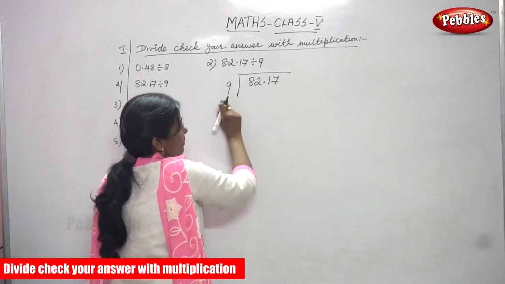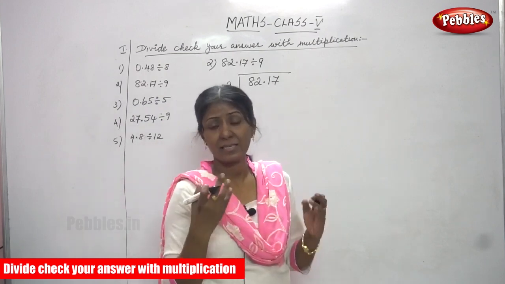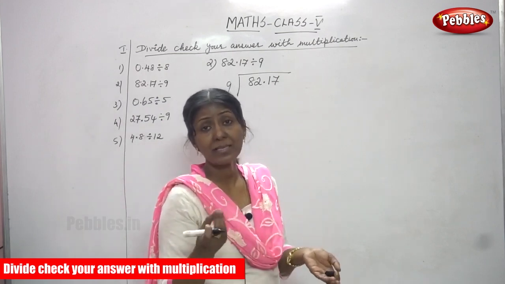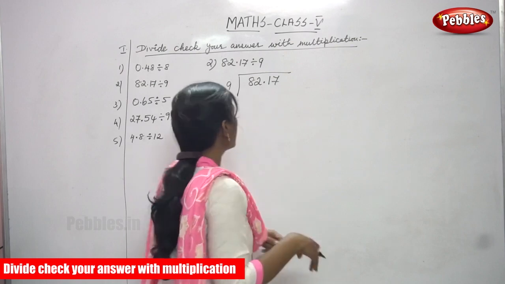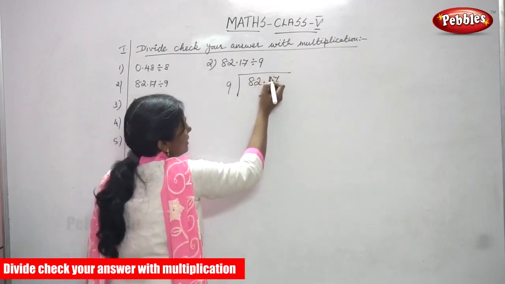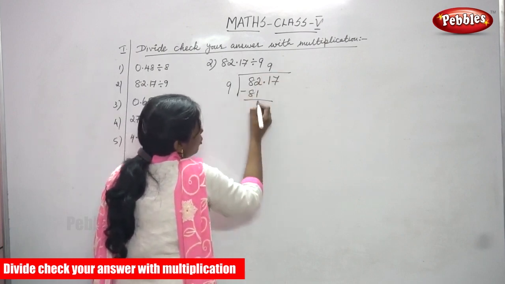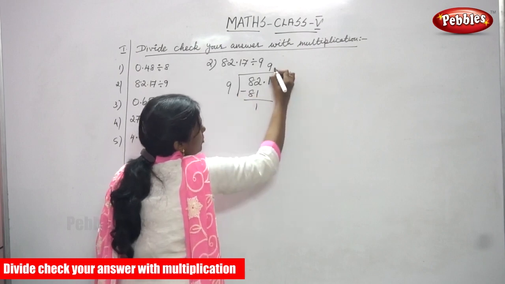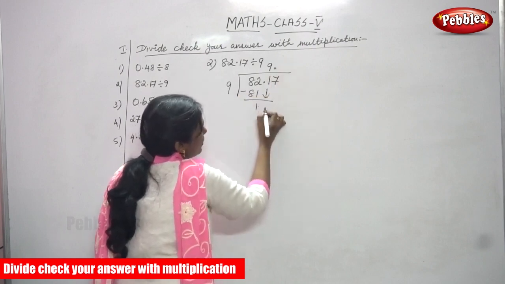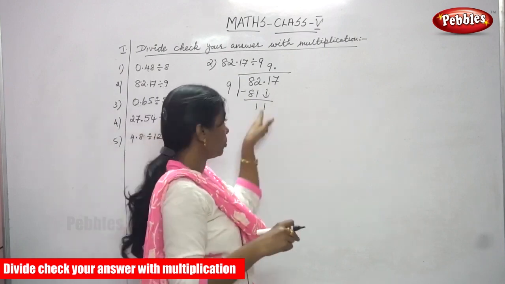First you have to compare with 8, but you can't because 8 is lesser than 9. 8 is a small number, 9 is a bigger number. So after that you have to take the next number, that is 2, 82. So 9 9s are what? 81. So you have to subtract 2 minus 1, 1. After that you must put a point, then you have to bring down the next decimal digit, that is the tens place, you have to bring down.